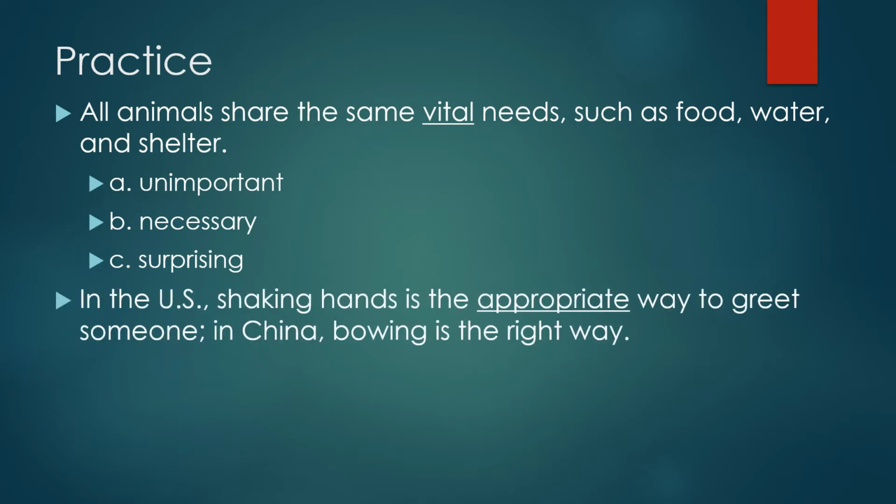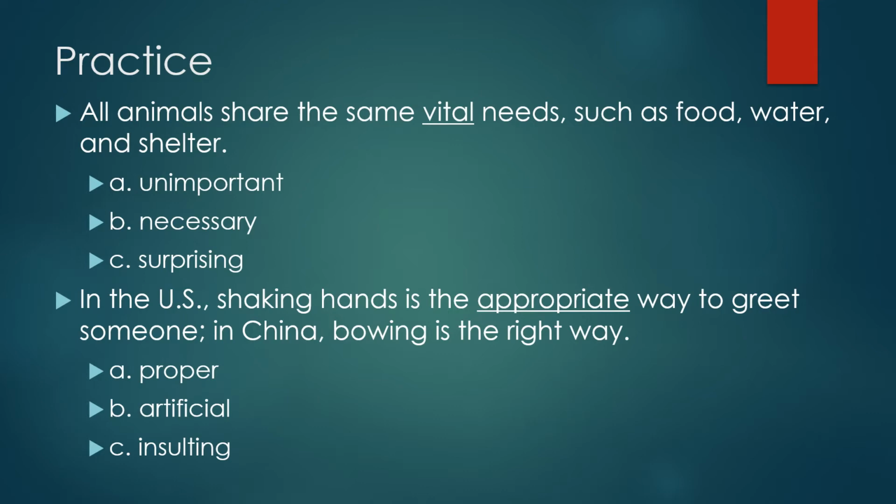Another example is, "In the US, shaking hands is the appropriate way to greet someone; in China, bowing is the right way." Again, we have a similar situation here. We're looking at the word appropriate. Does it mean proper, artificial, or insulting? We have a semicolon here, the little symbol that comes after someone, a comma with a little dot above it. That means we're about to get an example of some kind coming after it.